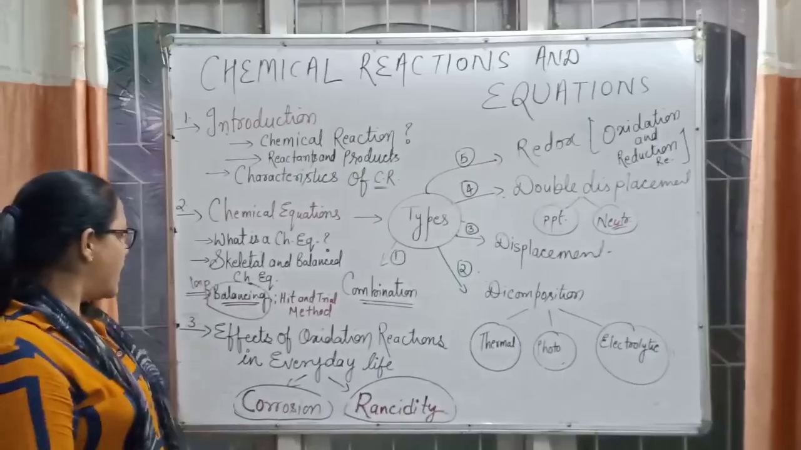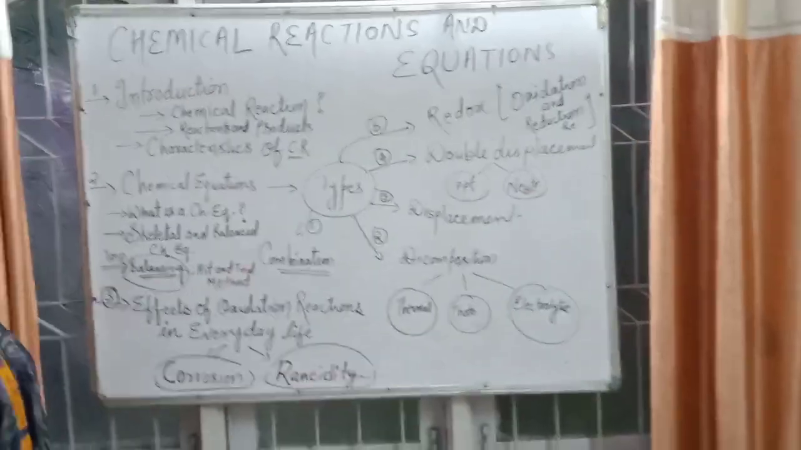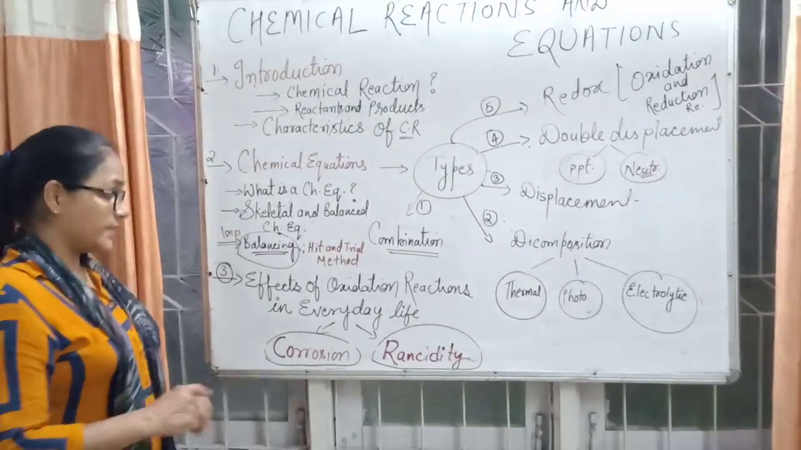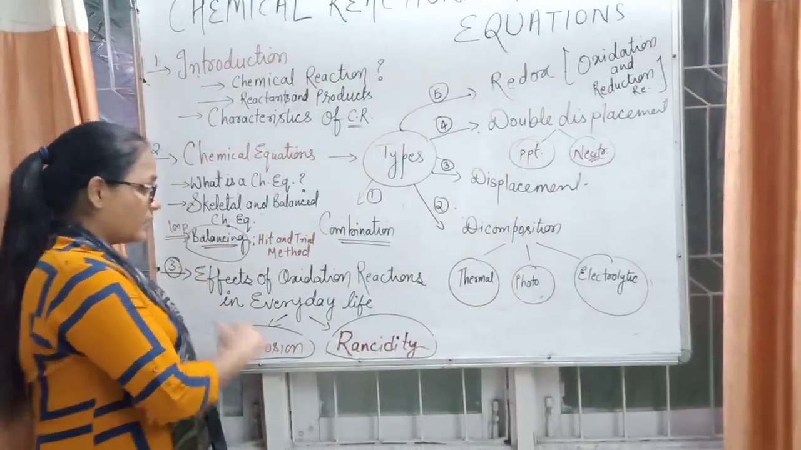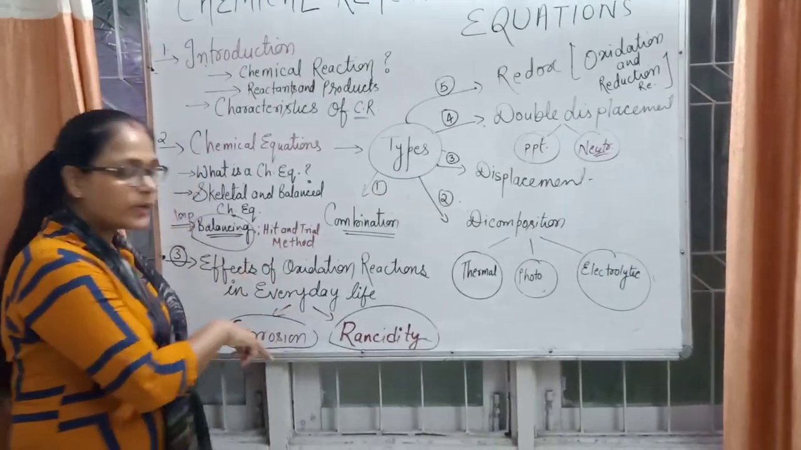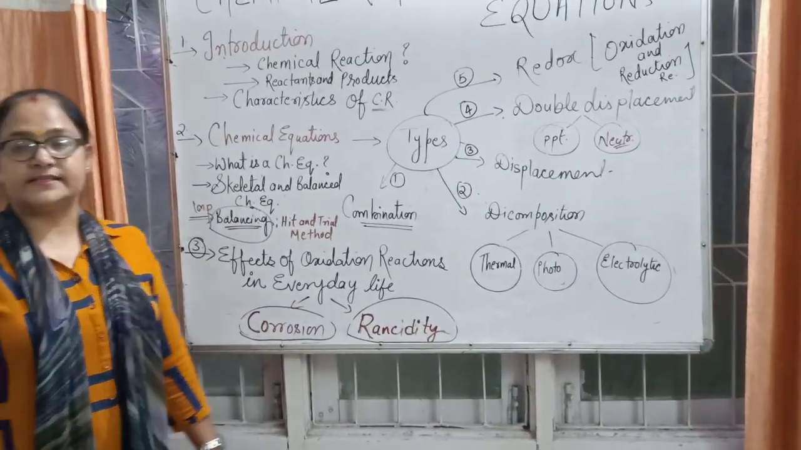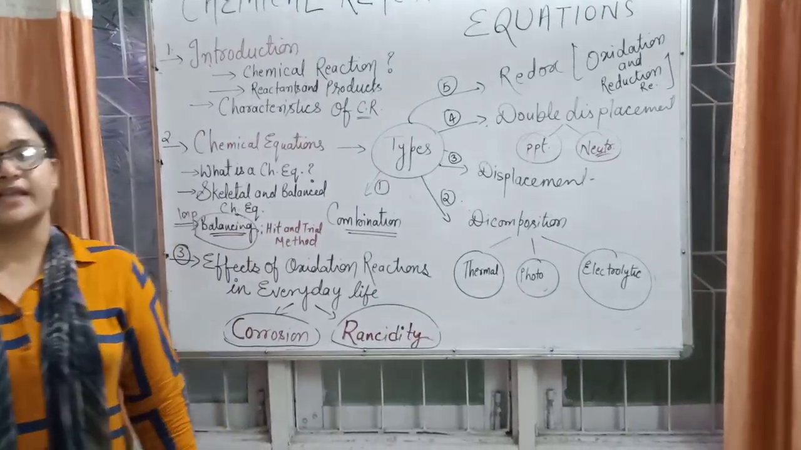Okay. Now we are coming to the last part of this chapter, that is what? Effects of oxidation reactions in everyday life. We will take this concept under 2 categories. First is corrosion and rancidity. Ultimately, it is the synopsis of our first chapter.